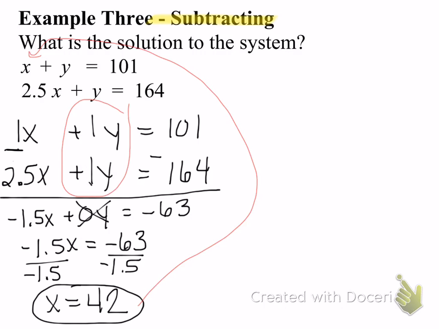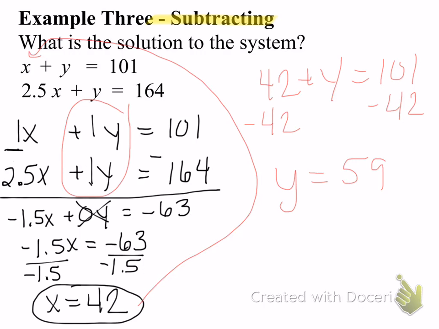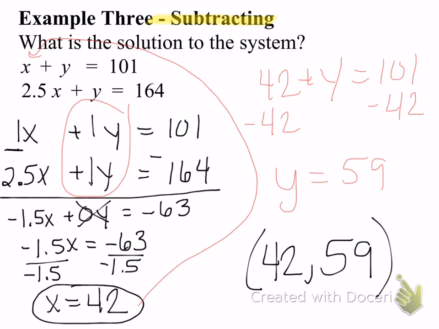So that's going to get you 42 plus y equals 101. Well, how do we solve for y? Subtract 42 on both sides. So y equals 59, because 101 minus 42 gets you 59. So that means our answer is 42, 59. Because remember, this is your x value and this is your y value.